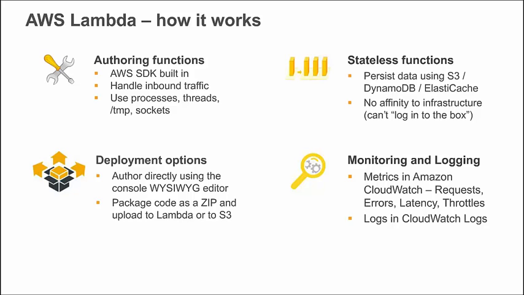The one thing to call out is that Lambda functions are stateless. This allows us to horizontally scale out the functions to match your incoming load, since each function has no dependency on the other functions which are being executed at any given time. Which also means that if you want to persist data, you can use a service like S3, DynamoDB, or Elasticache. And also, there's no affinity to the underlying infrastructure, which means for the Lambda function, you can't log into the box in which the function is running.